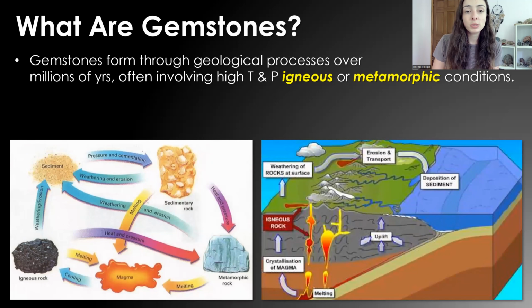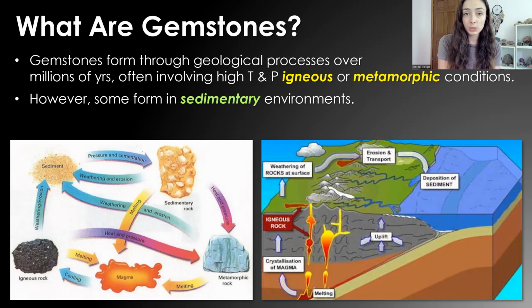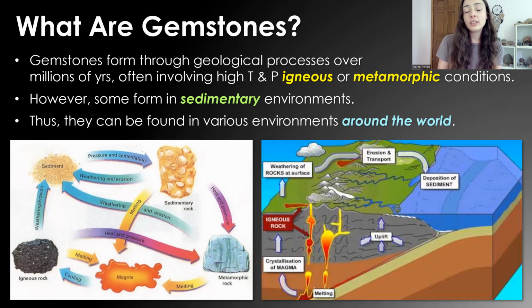And like I mentioned, gemstones can form through processes like igneous and metamorphic ones, which just mean the crystallization of melted rock in the case of igneous processes, and metamorphic ones form by putting rocks or minerals that have already formed under intense heat and pressure to transform them into something new. However, some gemstones do form in sedimentary environments, and therefore gemstones can basically be found in various environments around the world. There isn't just one or a couple environments in which gemstones form. They form in many different environments.